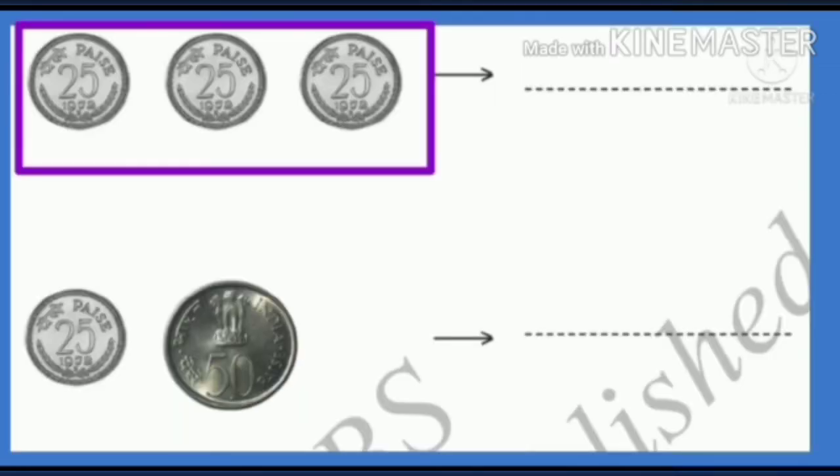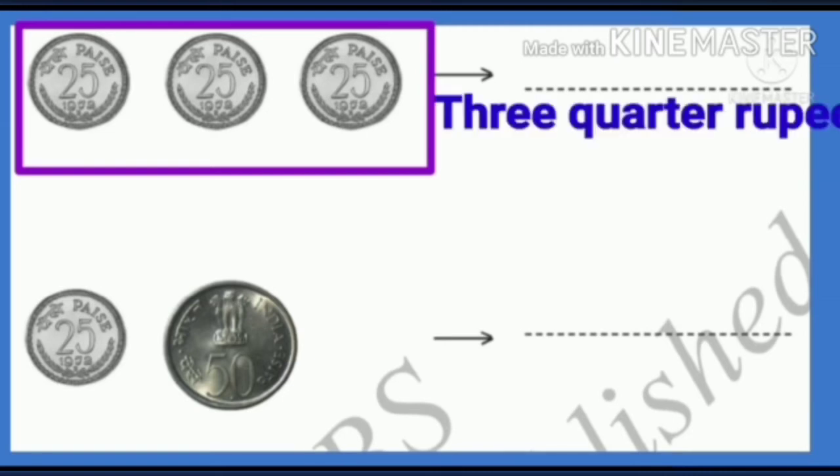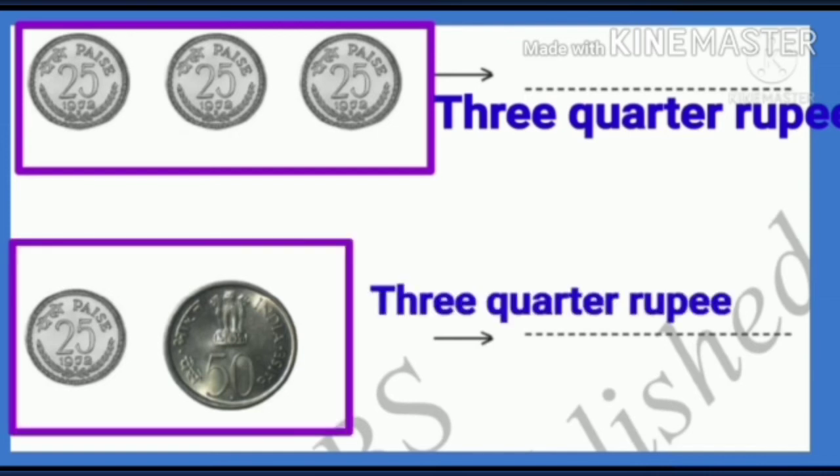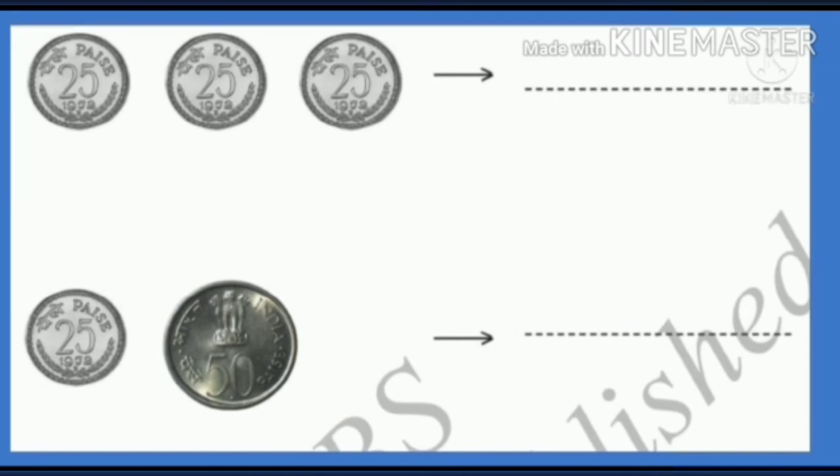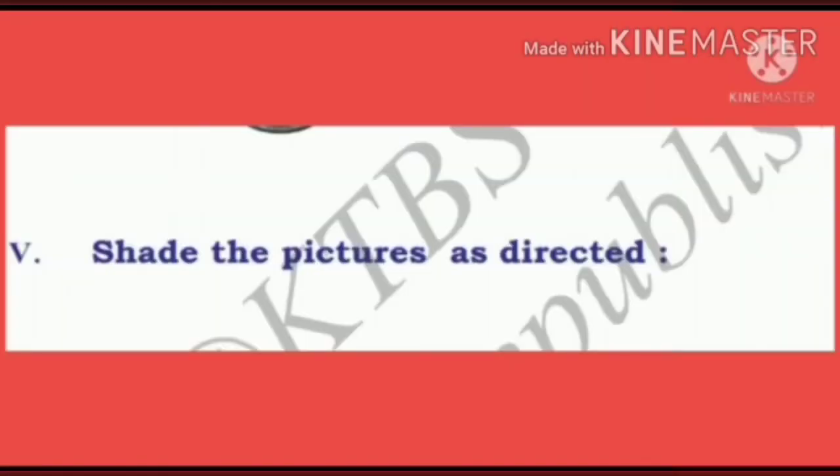Next question, observe it, children. Here 3 coins of 25 paise are there. So here we write 3 quarter rupee. And next question also write 3 quarter rupee. Now we are going to fifth question. Shade the picture as directed.